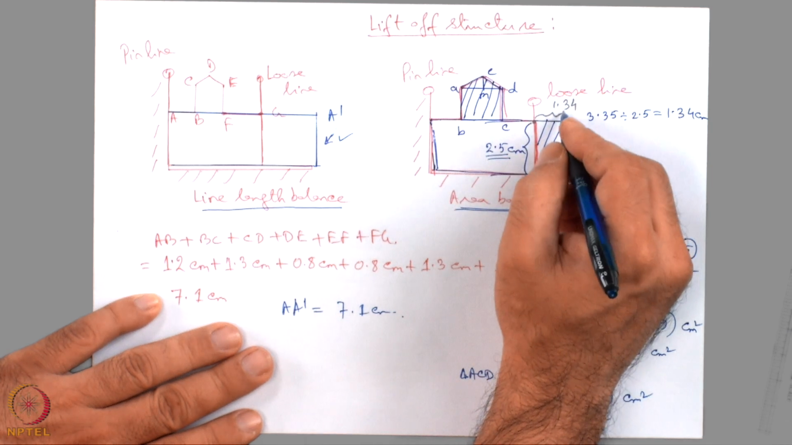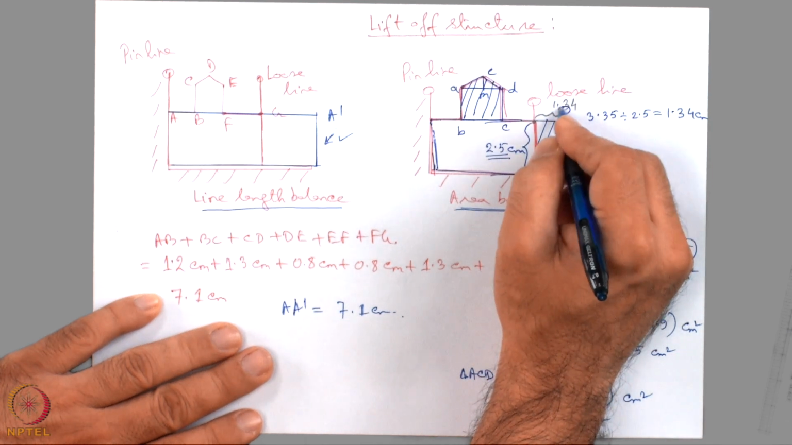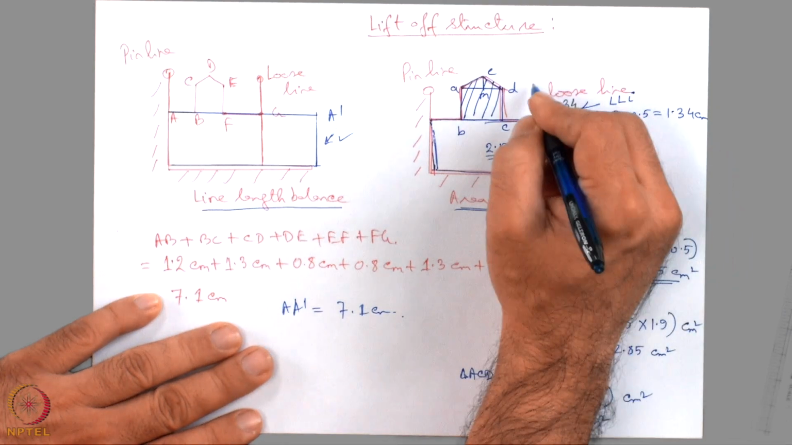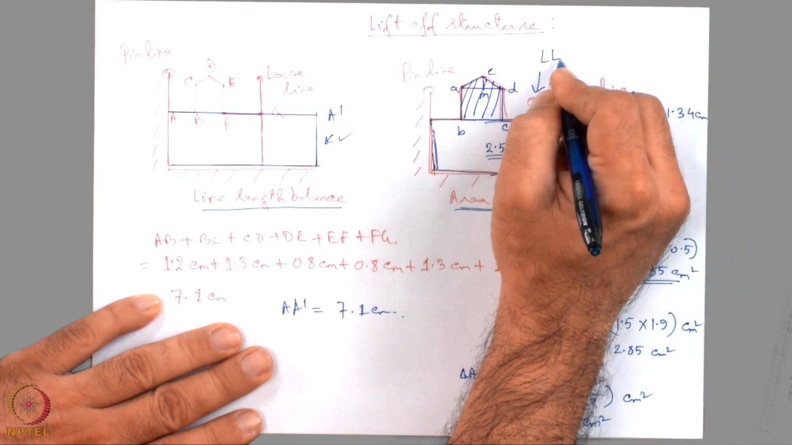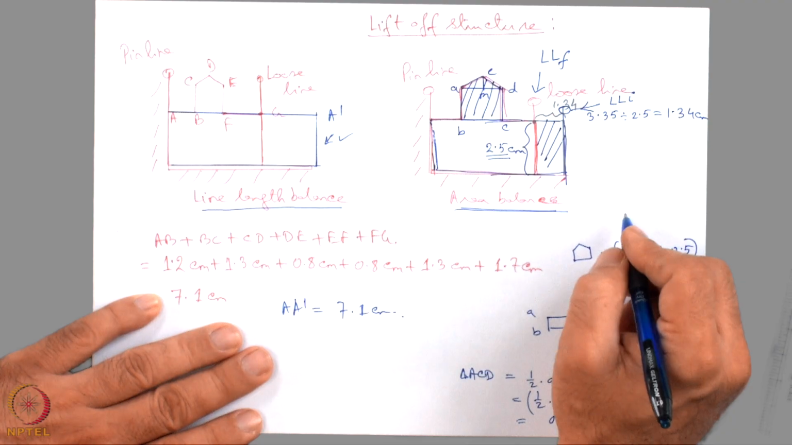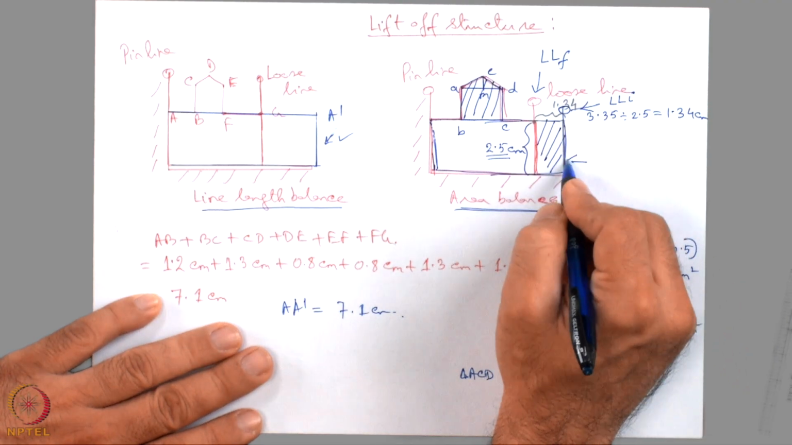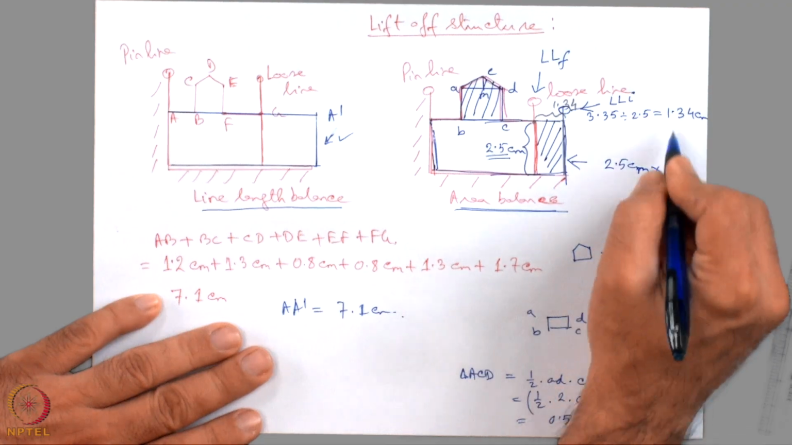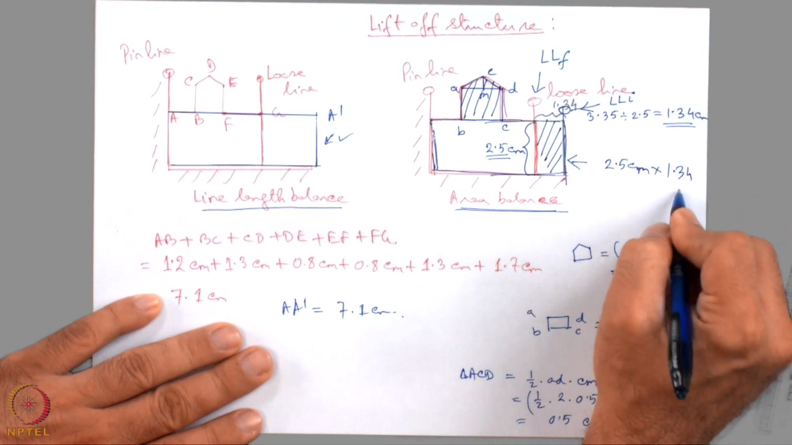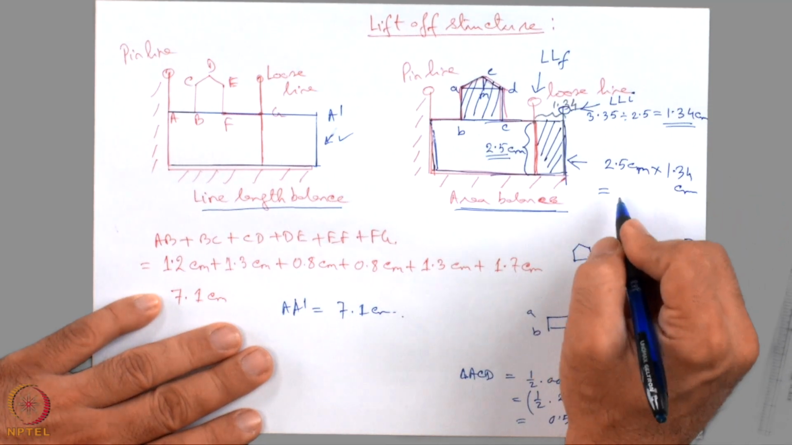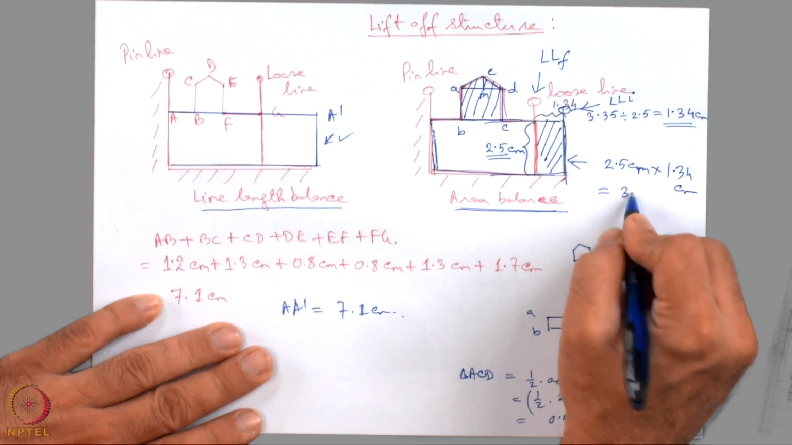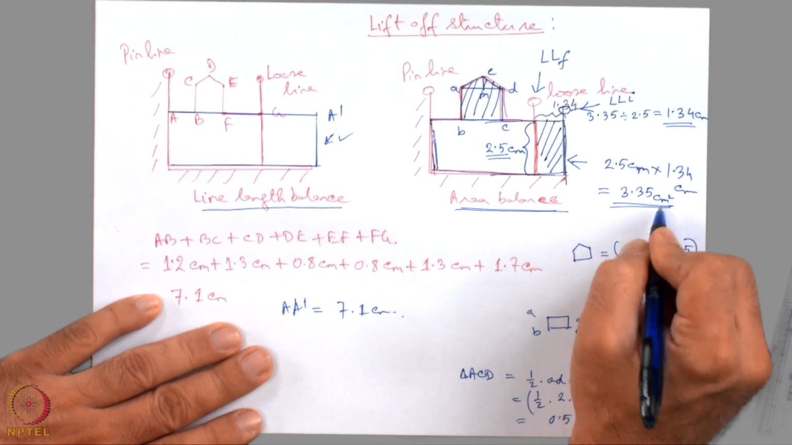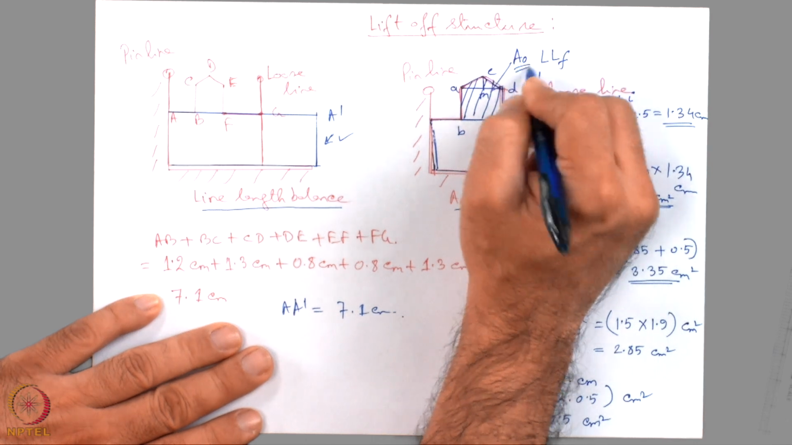This loose line is now thought to be present here. This is the loose line initial and this is the loose line final. How much is the rectangle's area? 2.5 centimeter multiplied by 1.34 centimeter and is equal to 3.35 centimeter square, which is the area A0.